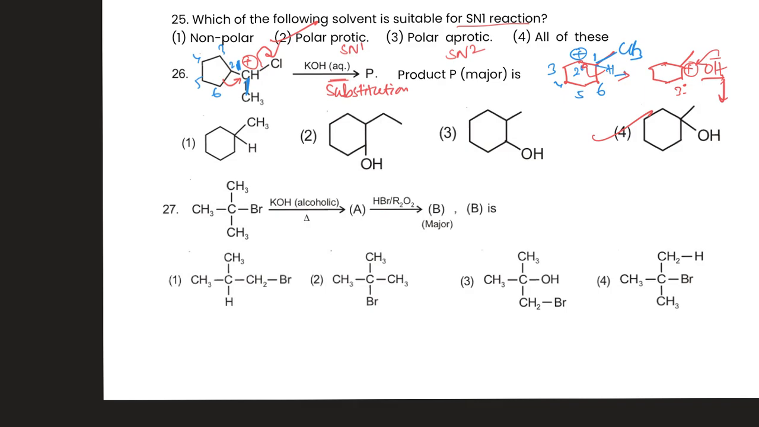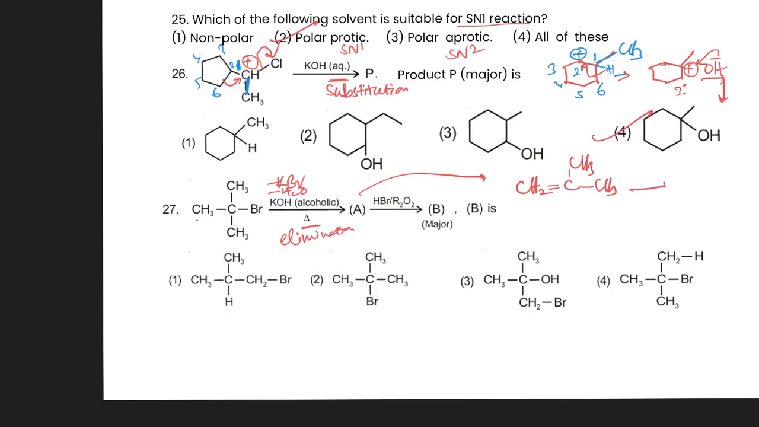The next, 27th question. Tertiary butyl bromide with alcoholic KOH. Alcoholic KOH and heat given means an elimination reaction. In this elimination reaction, what will form as the product? One alkene forms. I am writing the alkene product here: CH2 double bond, with one H and one Br out, and CH3 and CH3 on the right side. KBr is eliminated and water is eliminated. Then the product formed is 2-methylpropene.